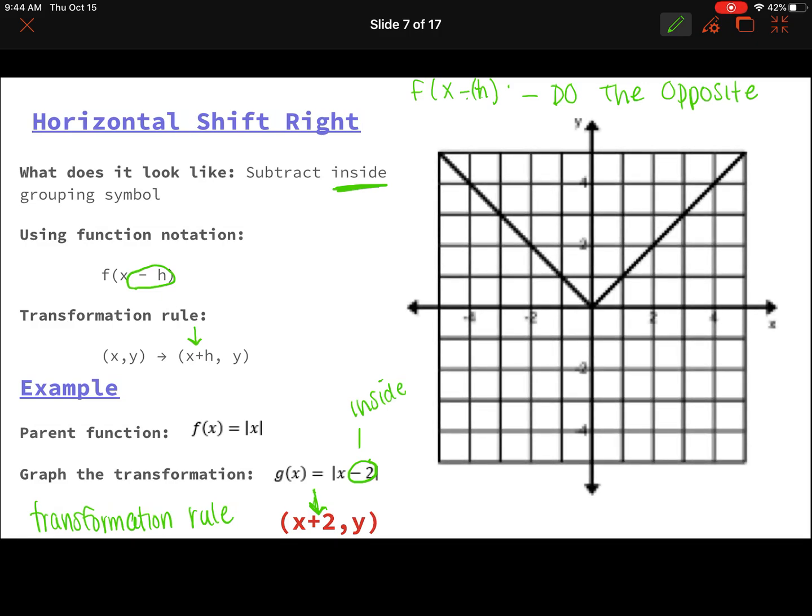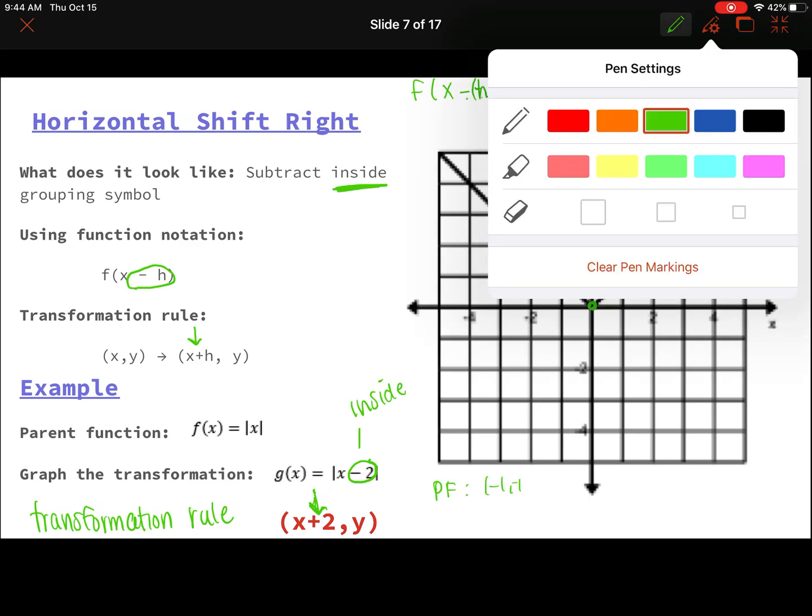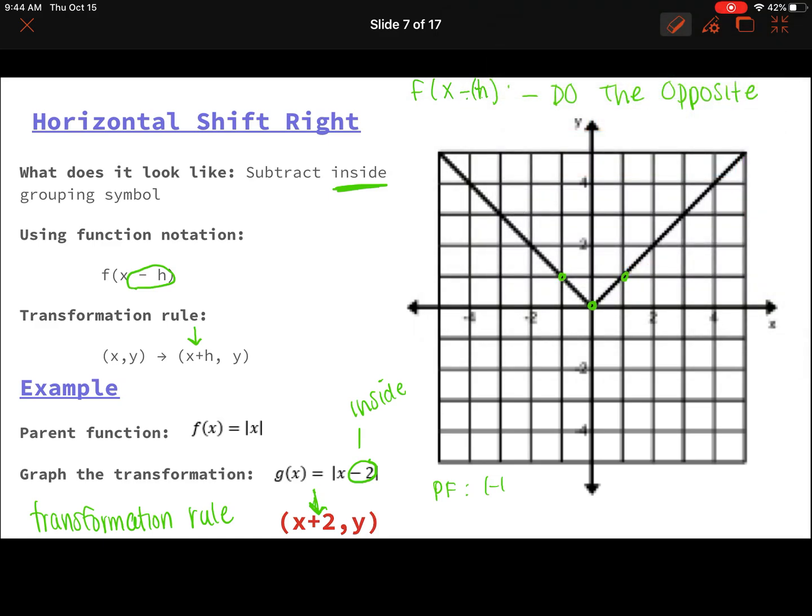Okay, so here we have our graph. So the first thing on your original function, right, because this is my original function, is I'm going to pick 3 points, okay? So my parent function, because that's my original, is -1, 1, 0, 0, and 1, 1. This is just left to right. I pick points left to right.